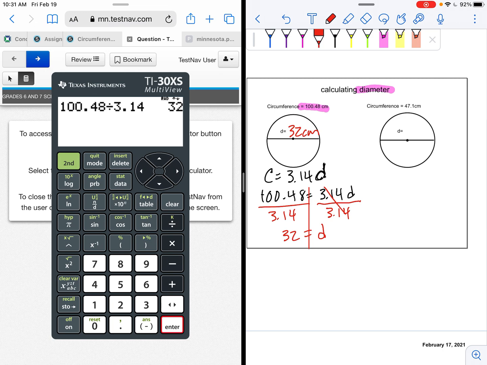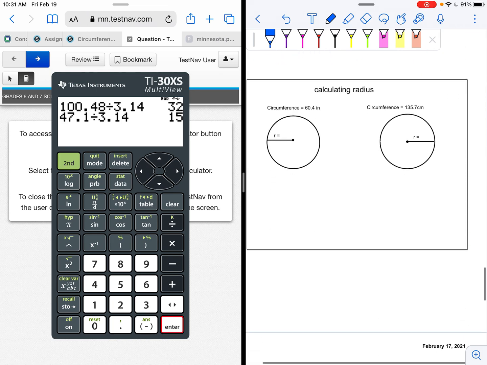So now over here, we're going to do this one more time. So I have circumference is 47.1. 47.1 is equal to 3.14 times diameter. Solving for that diameter, divide both sides by 3.14. Cross that out. Come over here to my calculator. 47.1 divided by 3.14. And my diameter is 15 centimeters. So we're just going to be working backwards.